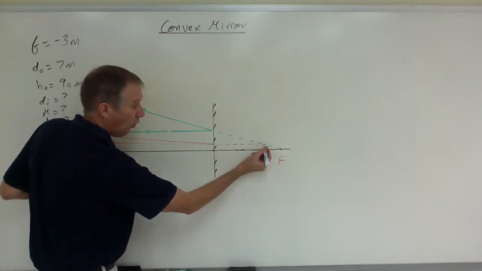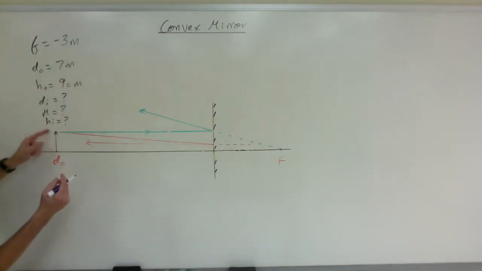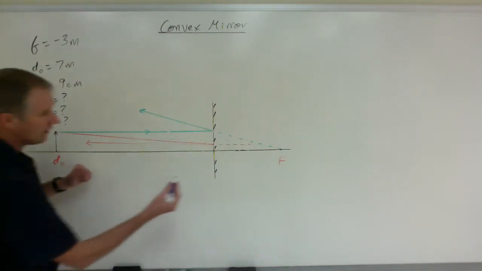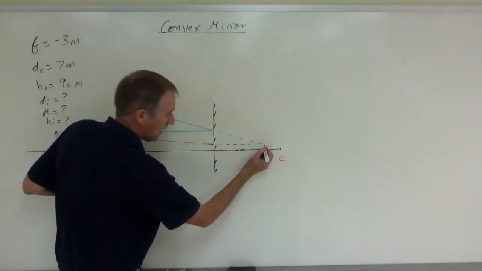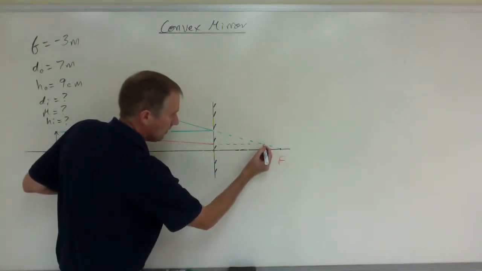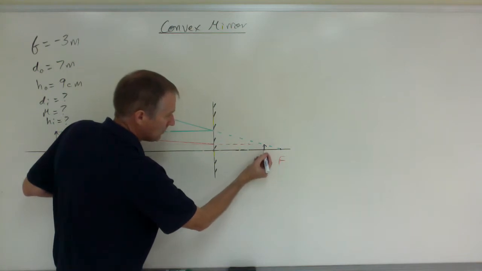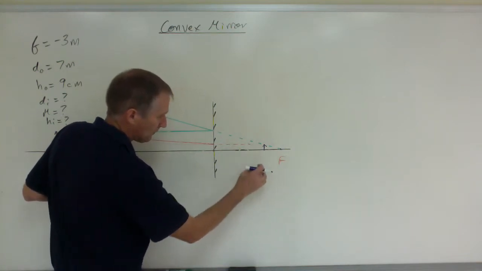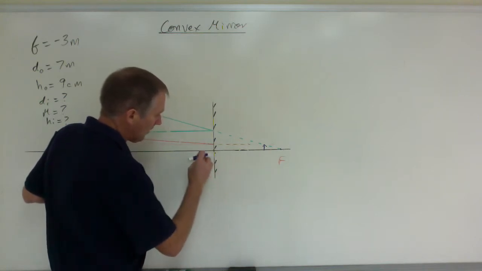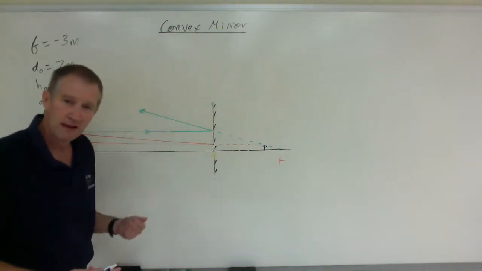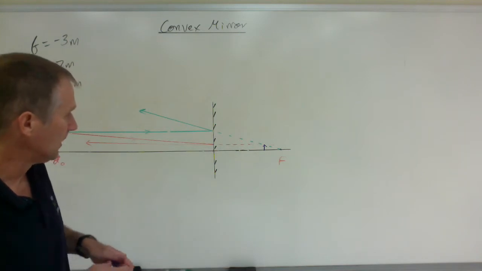So to represent the whole thing, because this is the whole object, the whole arrow, not just the top, you draw an upright arrow. And it's upright because you go from the principal axis up. If those points were down here somewhere, you'd draw from the principal axis down, and it would be an upside down image, but you'd never get that in this type of scenario.